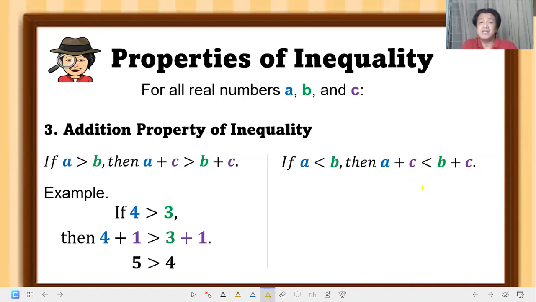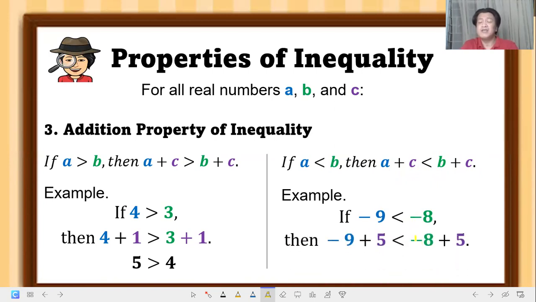But take note, less than pa rin yung symbol natin. Okay, example natin. If negative 9 is less than negative 8, if mag-add ako dyan both sides of the inequality by 5, pag in-add ko yan, less than pa rin yung symbol natin. Kaya negative 9 plus 5, that will become negative 4 is less than the sum of negative 8 plus 5 is negative 3. Kaya same pa rin yung symbol natin. Okay, ganun lang sa addition property, no? Same number yung ina-add natin, both sides of the inequality.